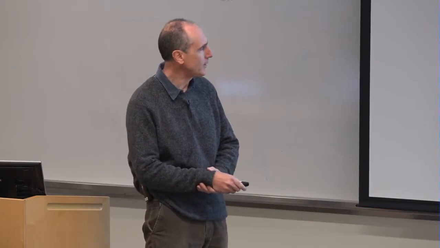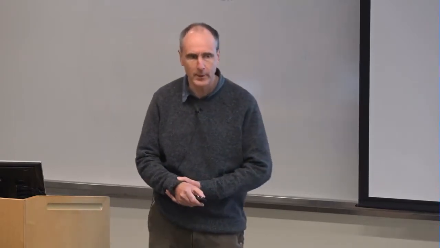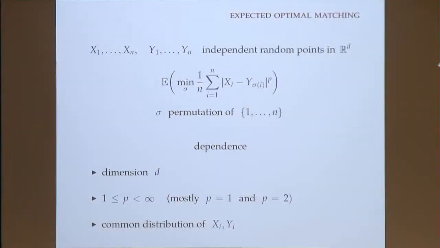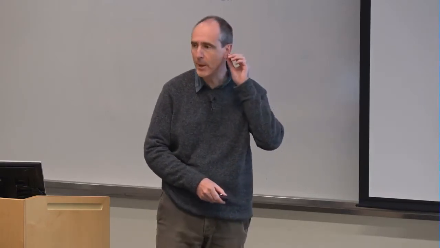And as you can see, this question depends on a number of parameters. It actually turns out that the dimension d of the underlying R^d space is quite important. It depends also on p, which is here the exponent of the cost function. And if you consider samples which are identically distributed, this rate, this expected optimal matching, will of course also depend on the common distribution of the x_i's and y_i's.